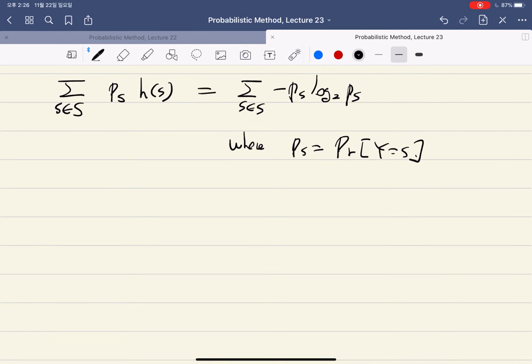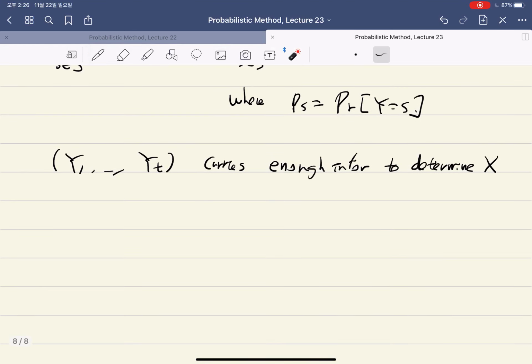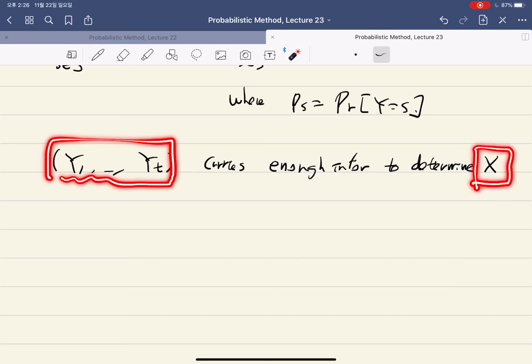So in the above situation, if we know Y1 to Yt carries enough information to determine X, if that's the situation, then the expected amount of information that these carry must be at least the expected information that X carries.